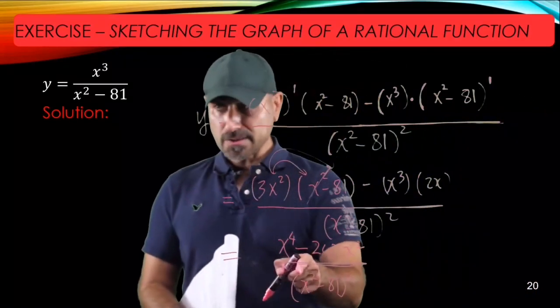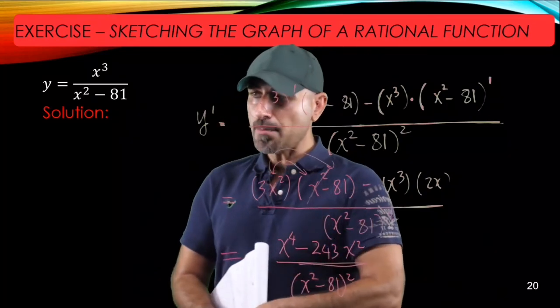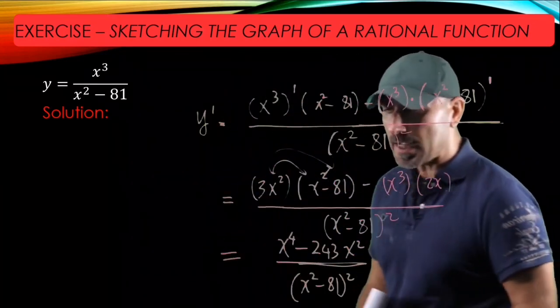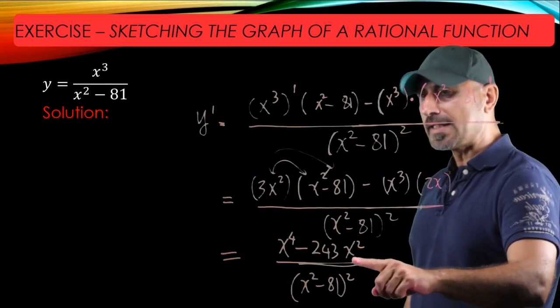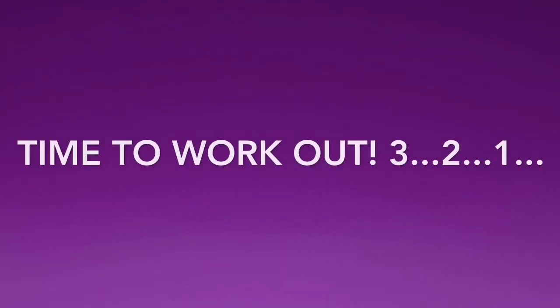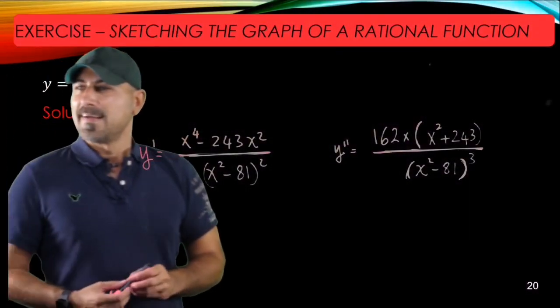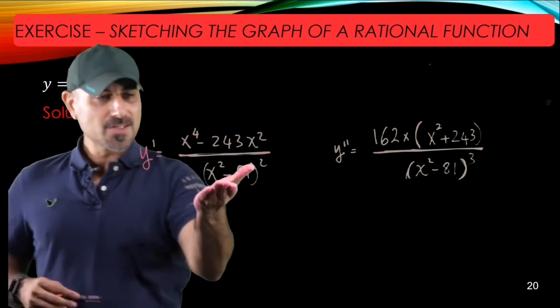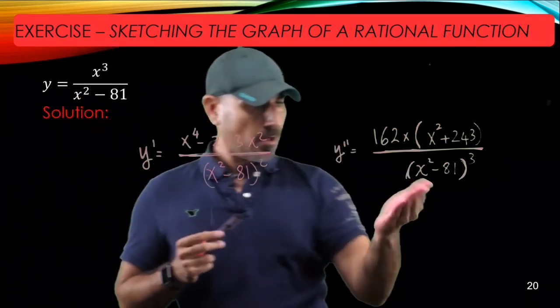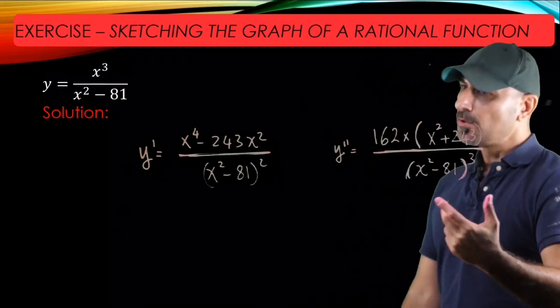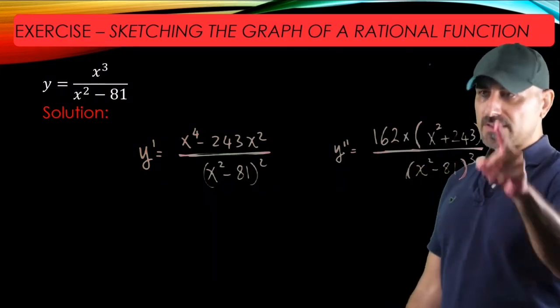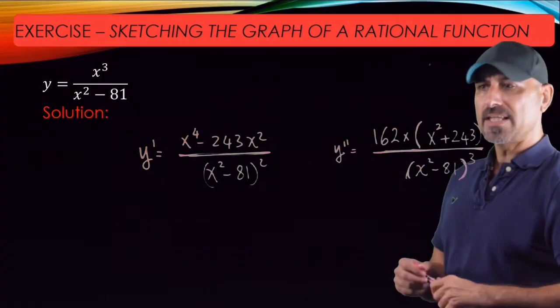And now pause the video and try to come up with y double prime by applying the quotient rule again to these 2 pieces. And here we go. y prime is the one that I found, and then you did your work. Hopefully you got everything reduced to this simple form here after many cancellations.